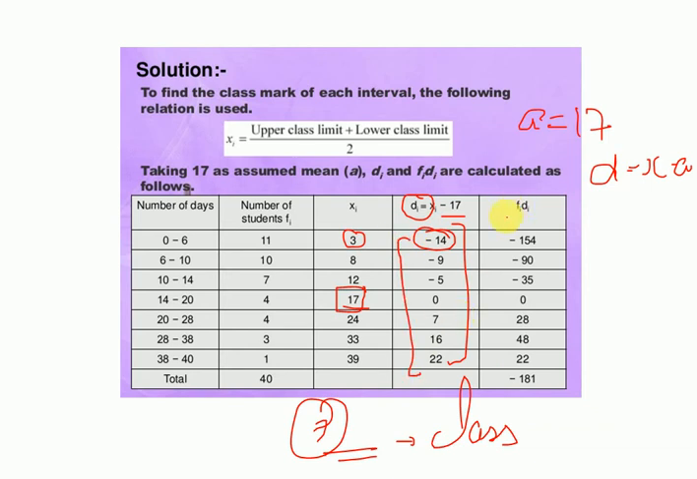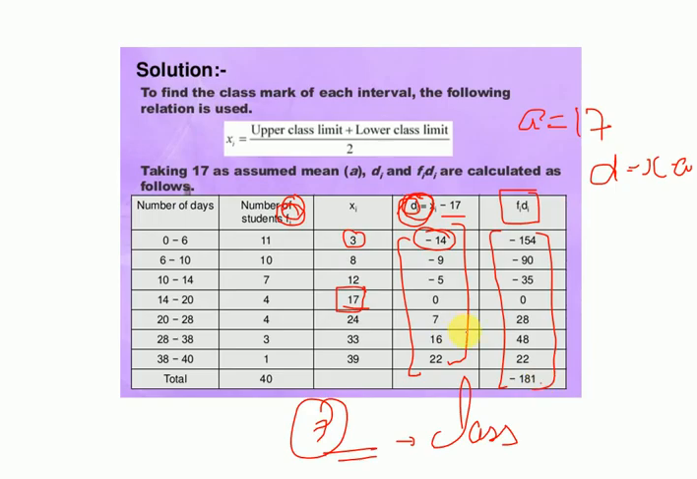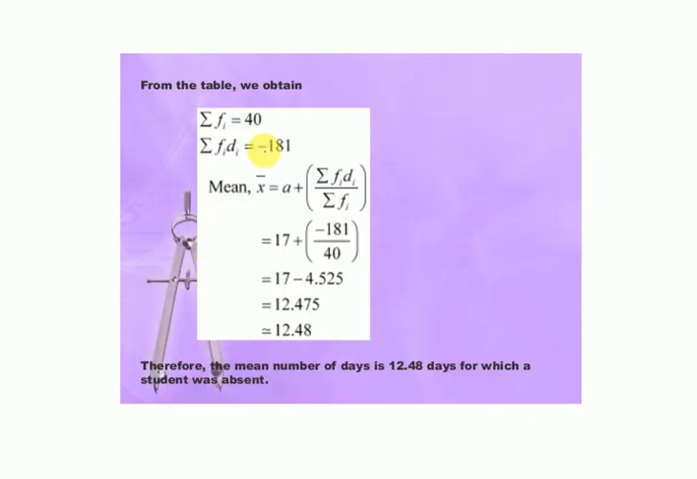Now fi di means you have to multiply fi, that is the frequency, and the di that we found by x minus a. I have to multiply both of them, di and fi. I will get all these values after multiplying both of them, right? Now you can see here minus 181 is the sigma fi di, the sum of all the values of fi di, and 40 is the sum of all the frequencies, that is sigma fi, right?